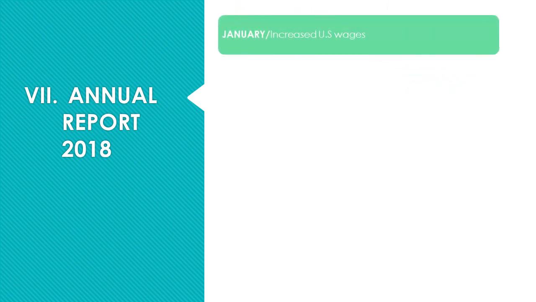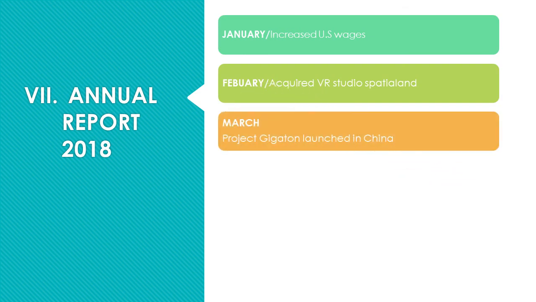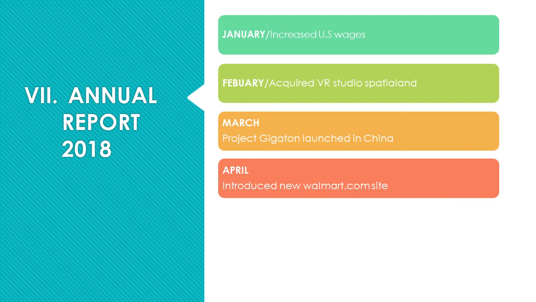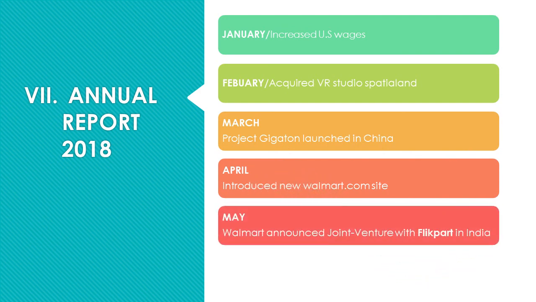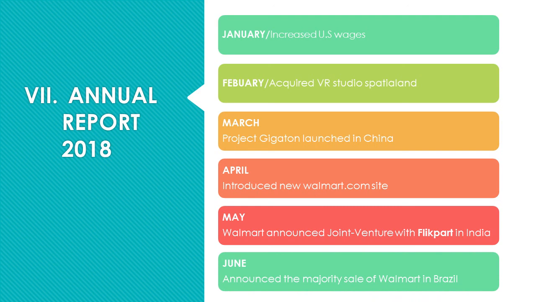For the annual report of our enterprise, we chose to talk about the process during each month of the 2018 year. First of all, Walmart increased US wages in January. In February, the company acquired Vera Studio Spatialand. In March, Project Gigaton launched in China. In April, the company introduced the new Walmart.com site. In May, Walmart announced a joint venture with Flipkart in India. In June, the company announced the majority sales of Walmart.